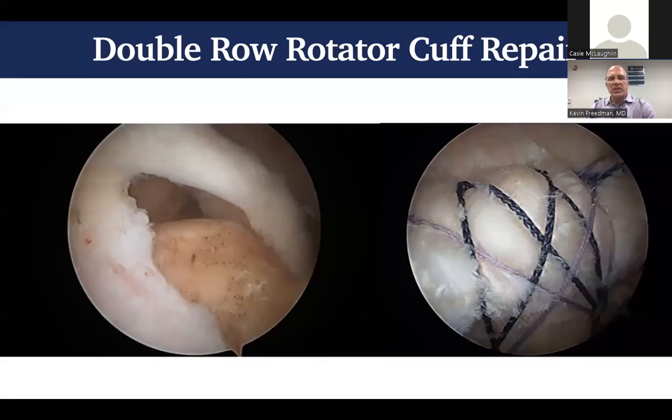So this is just a sample, and I'm going to show you a little video of what we call a double row rotator cuff repair. This is an arthroscopic picture. And on the left, there's a hole in the rotator cuff. And on the right, it shows my suturing technique to do what's called a double row rotator cuff repair, which ties this down to allow it to heal. And then once it heals, somebody's got a rotator cuff that really functions well.